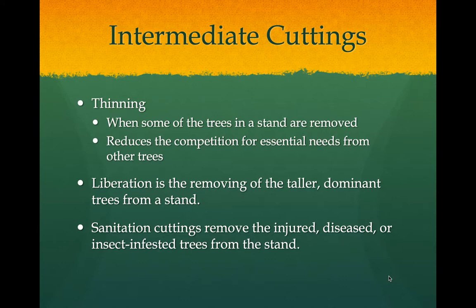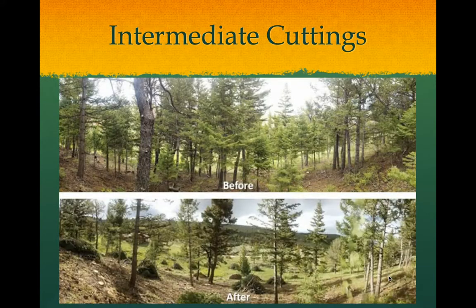Sanitation cuttings are basically going to clean things up. A lot of times, this is done after you've had disease issues or even possibly a tornado or hurricane or something like that, and you've got damaged trees. Sanitation is more or less just to clean up a particular area and get things out of there that are no longer desirable in the particular forest stand.